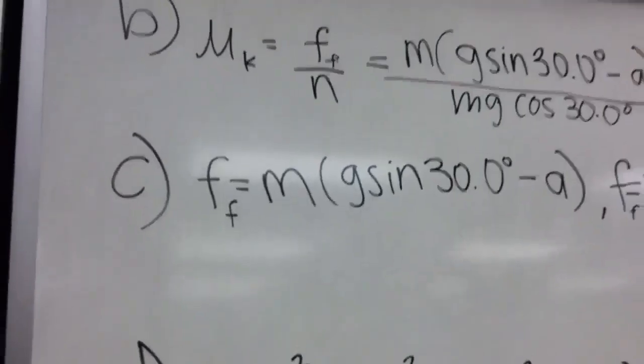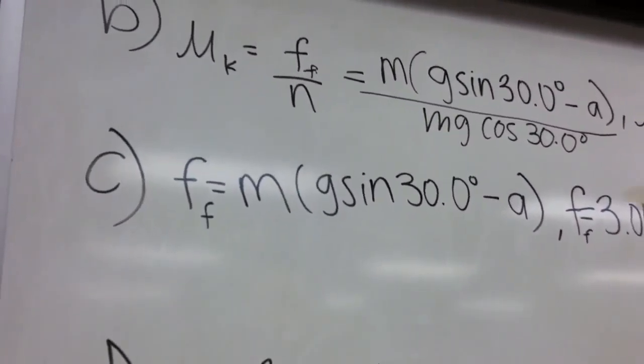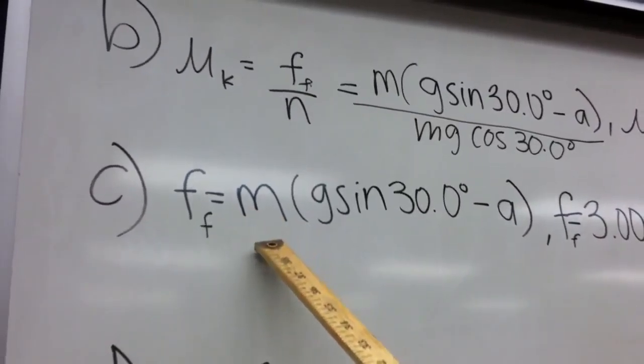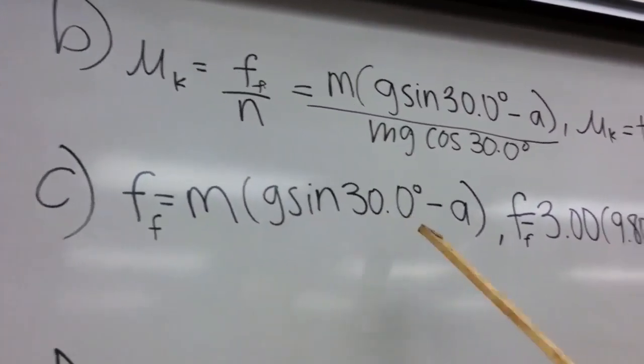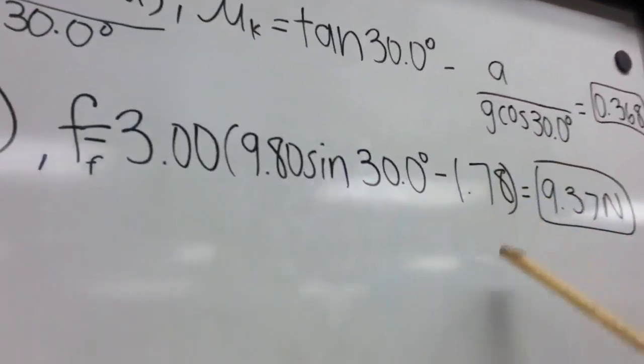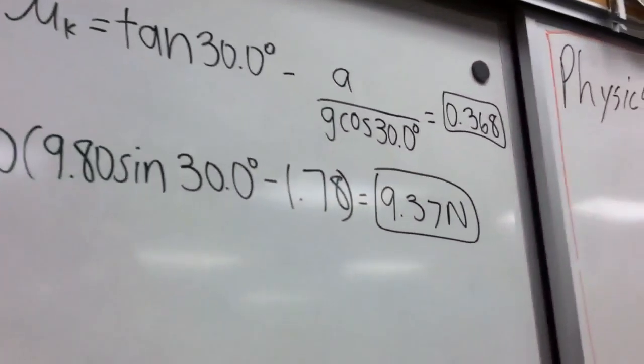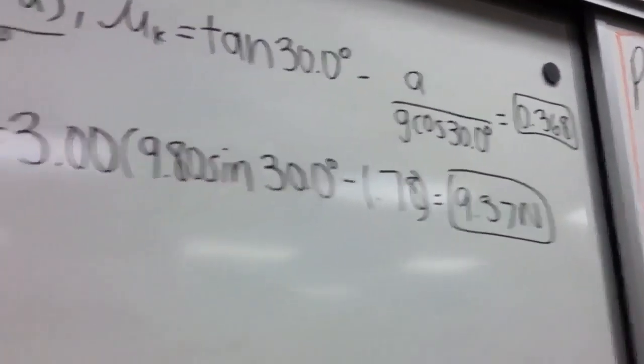Moving on to step C, we're solving for the frictional force, and that's even easier because we already used the formula that was in green from above, so it's mg sine 30 degrees minus a. Now plugging in acceleration for that and solving it out, we get the frictional force is 9.37 newtons.